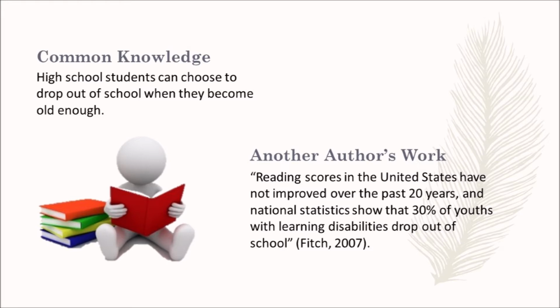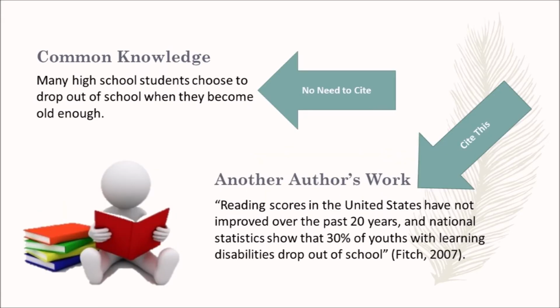Here's an example of this using two different passages from an essay. The first passage says students can drop out of high school. This is common knowledge. However, the second passage includes research that Fitch completed in 2007, and it must be attributed to this author. There's no need to cite common knowledge, but whenever using source material, citations are required. In this case, the source material is directly quoted, so quotation marks indicate that not only the information, but these exact words are from the author.